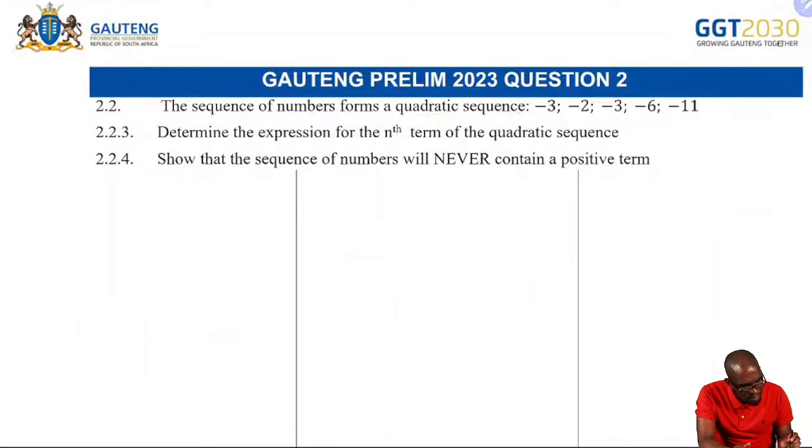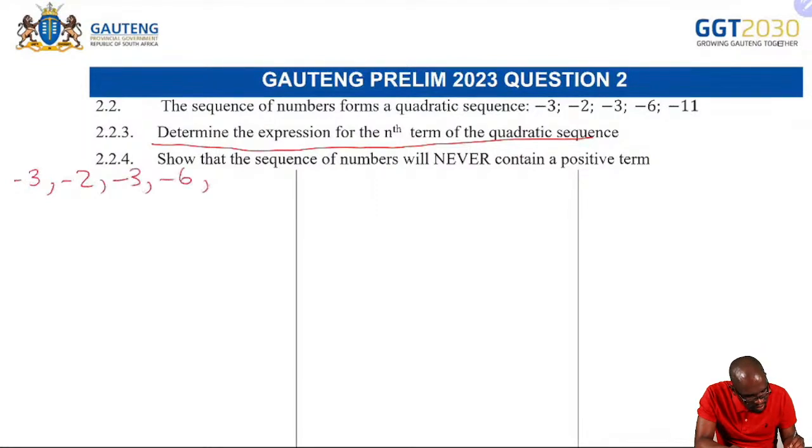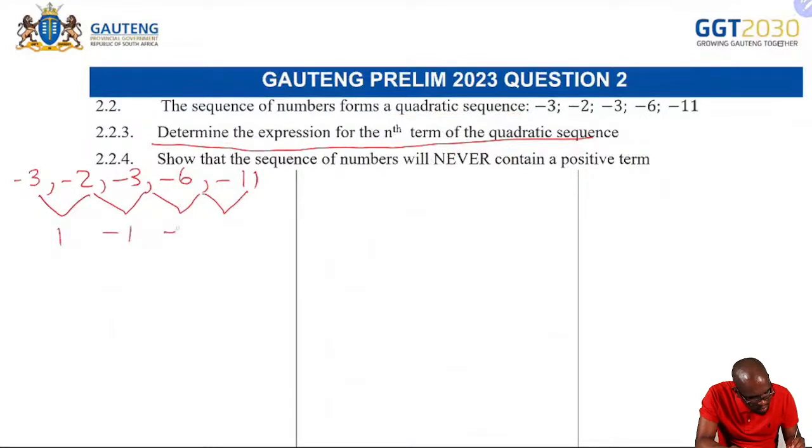Right, determine the expression for the nth term of this quadratic pattern. We want the general term of this quadratic pattern. So we need to go back to our pattern: minus 3, minus 2, minus 3, minus 6, minus 11. Obviously, we generated the differences in the previous slide. We got 1, minus 1, minus 3, minus 5. And then the second differences are negative 2, negative 2, negative 2, like that.